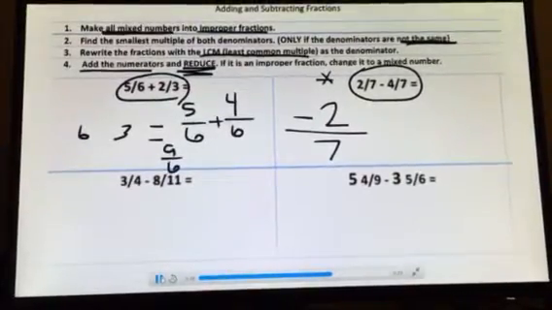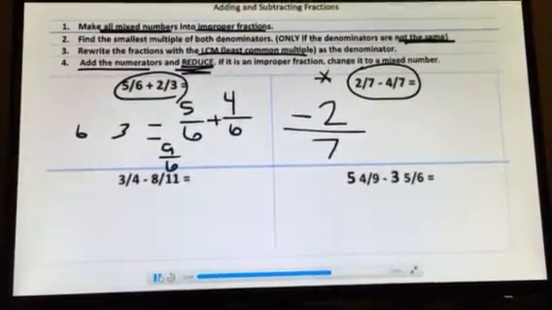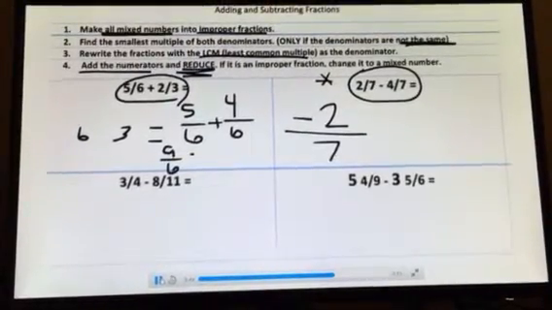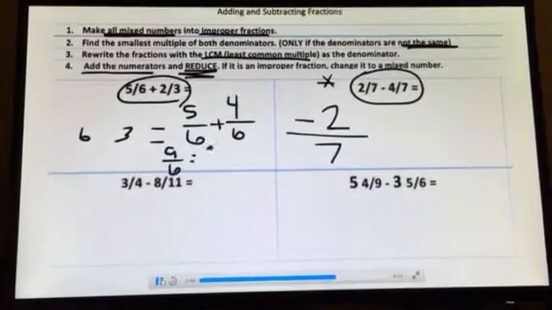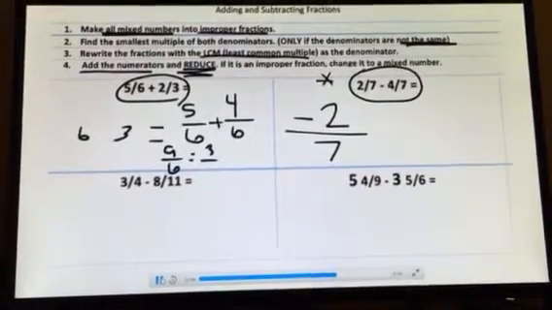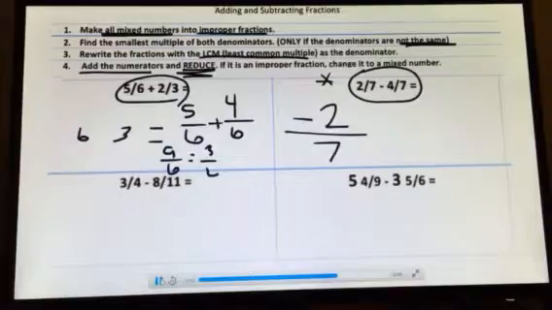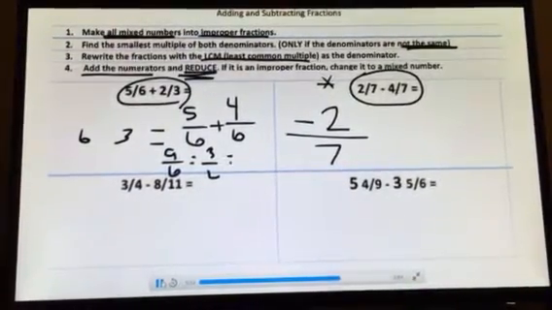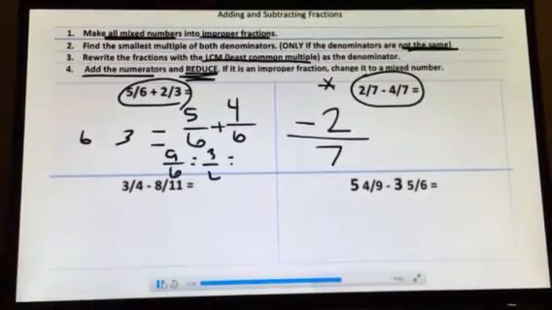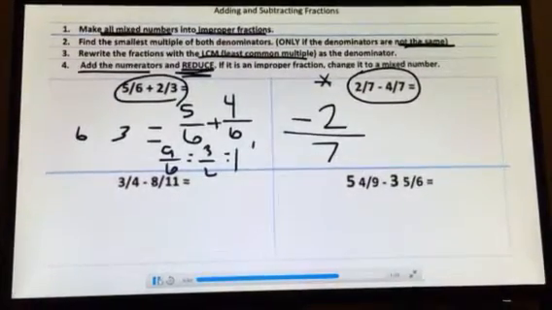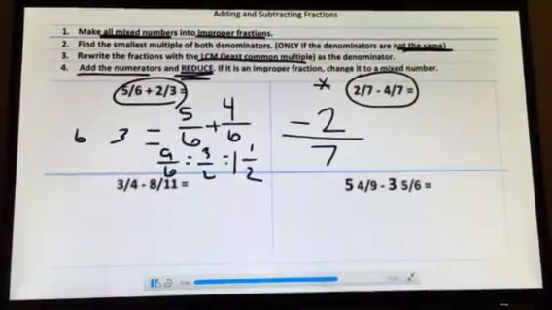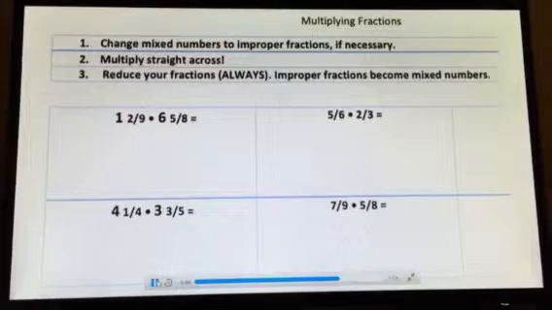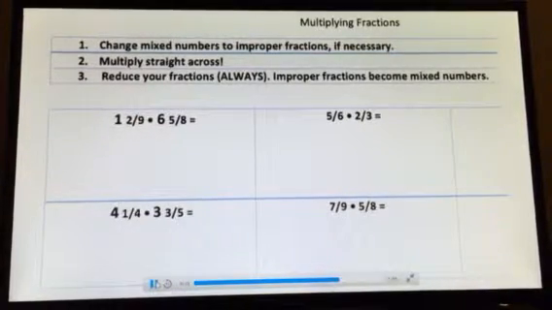Now, we're looking at step 4. It says add the numerators, which we did, and reduce. Can I divide 9 and 6 by the same number? I absolutely can. It's 3 over 2. We're dividing by 3. Now, it also says if it's an improper fraction, change it to a mixed number. If you have memorized this, this is perfect, but 3 halves is the same thing as 1 1/2, or you can go back to the previous slide and do the whole division problem. And that's your answer.